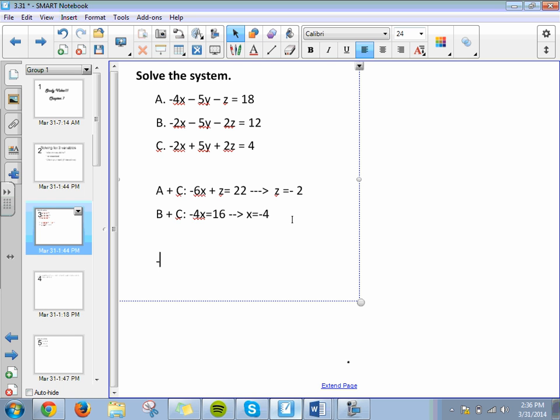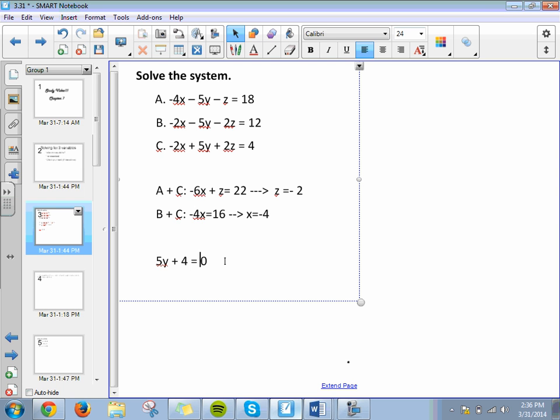So negative 2 times my x value, which is negative 4, and then plus 5y, plus 2 times my z value of negative 2 will be equal to 4. So this will be positive 8. This will end up being a negative 4. So when we combine these two together, we'll be left with positive 4. So 5y plus 4 is equal to 4.